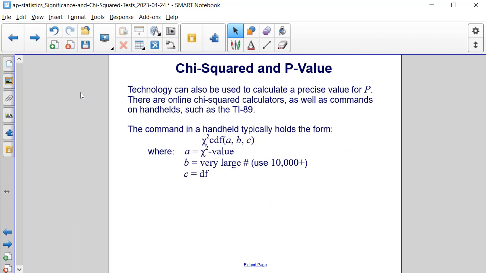There are online chi-squared calculators as well as commands on handhelds such as a TI-89. The command in a handheld typically holds the form of chi-squared and then CDF and then the variables a, b, and c in parentheses, where a represents the chi-squared value, b represents a very large number, usually 10,000 or more, and variable c represents the degrees of freedom.